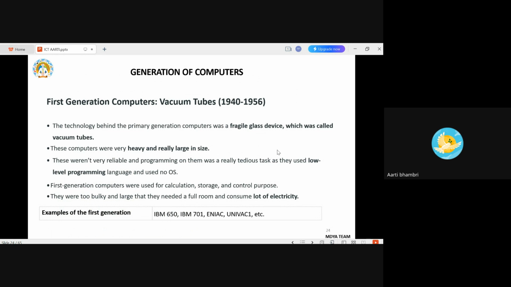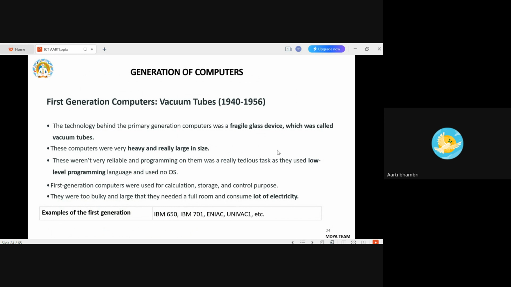There is no use of the operating system in first generation computers. First generation computers were used only for calculation, storage and control purposes. They were too bulky and large. They needed a full room and consumed a lot of electricity, and they also needed AC. Without AC, they can't work.